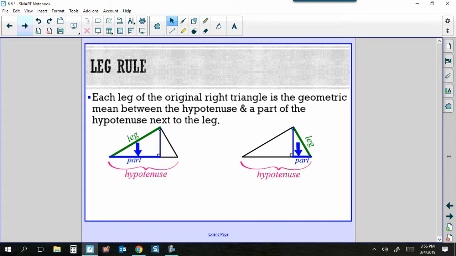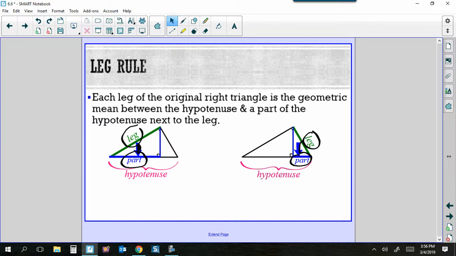Each leg of the original right triangle is the geometric mean between the hypotenuse and a part of the hypotenuse next to the leg. So the part of the hypotenuse next to the leg. So we kind of have the illustration here to show what we're talking about. If we're referring to this leg, well, the part of the hypotenuse that is right by it is that piece right there. Looks like glasses. Over here, if we're talking about this leg, well, now we're talking about that part. Hey, it's glasses again.